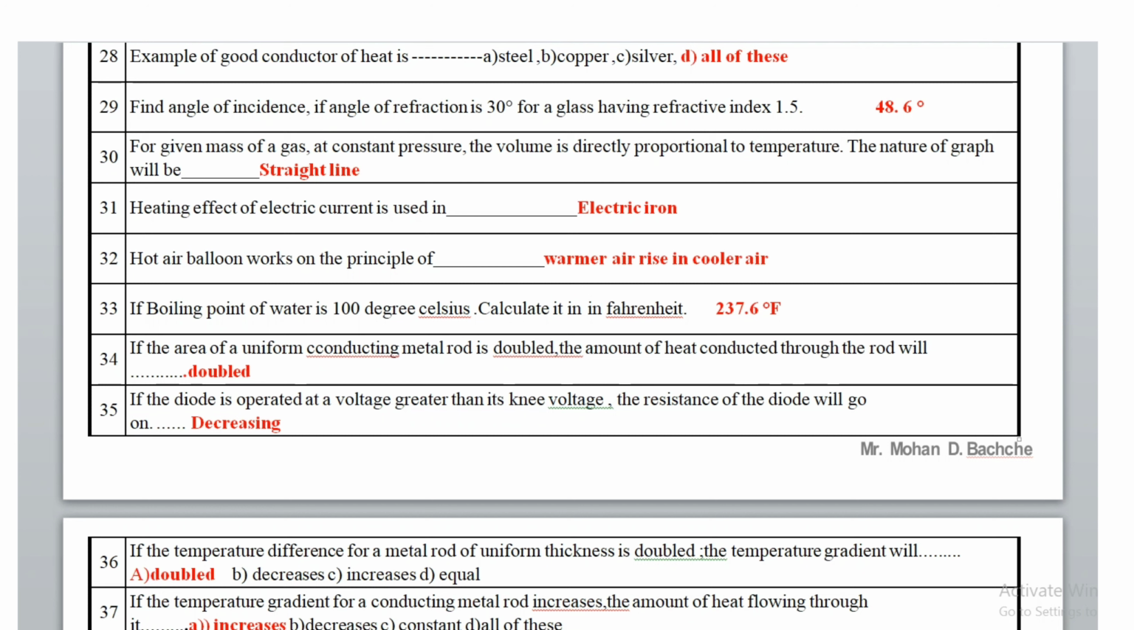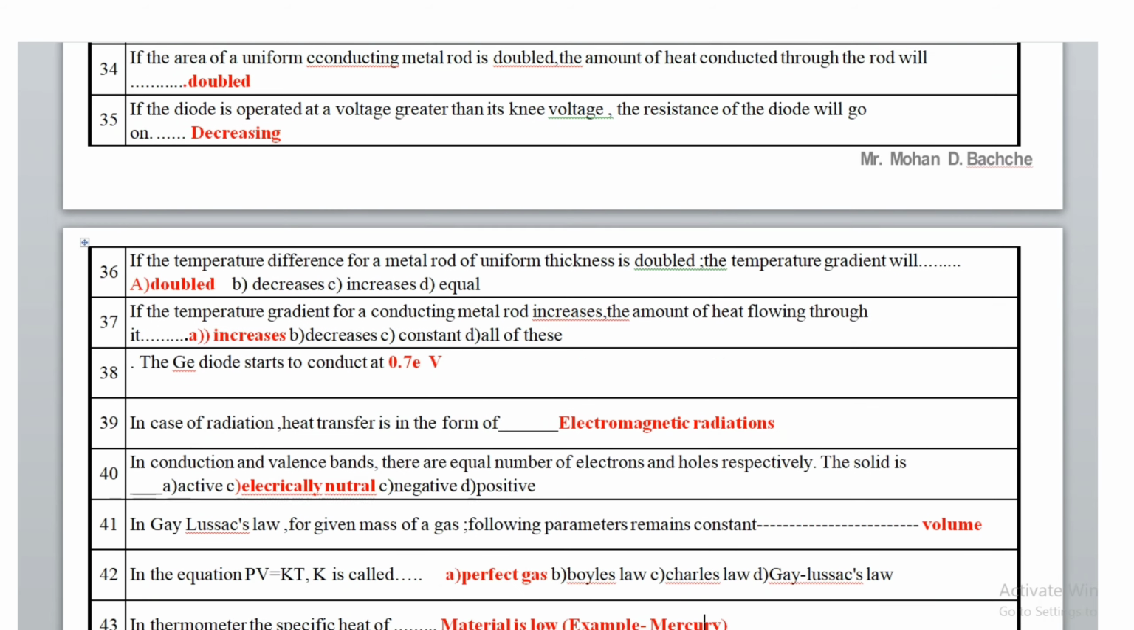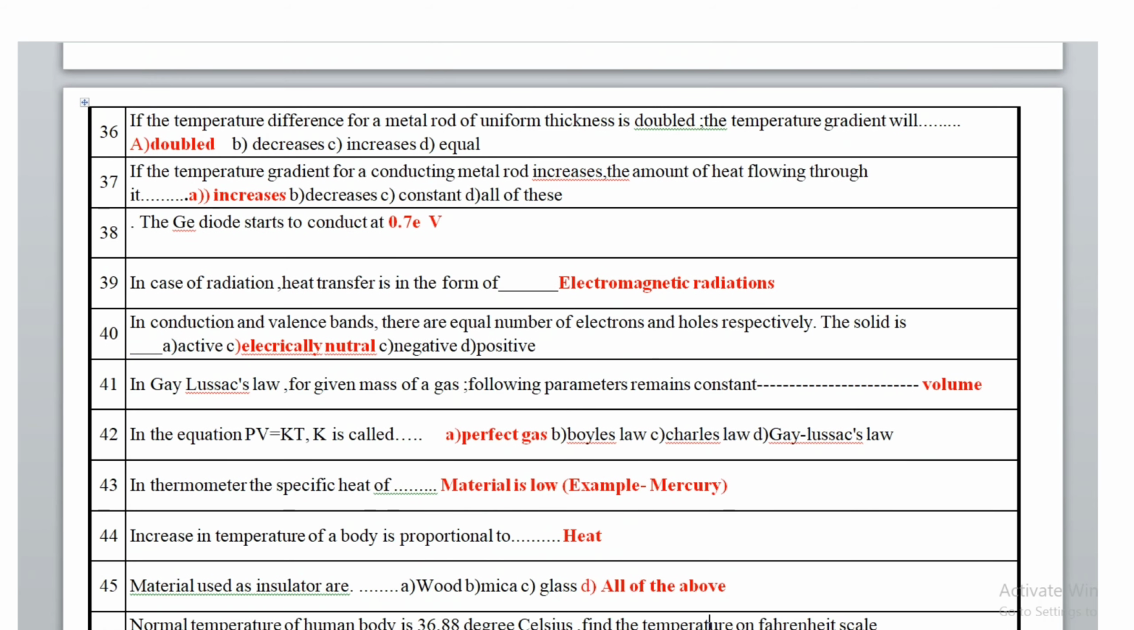If the diode is operated at a voltage greater than knee voltage, the resistance of the diode will be decreasing. Then question number 36. If the temperature difference for a metal rod of uniform thickness is double, the temperature gradient will be double. If the temperature gradient of a conducting medium rod increases, the amount of heat flowing through it also increases.